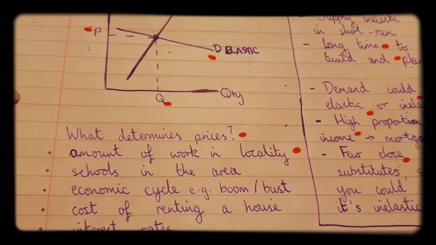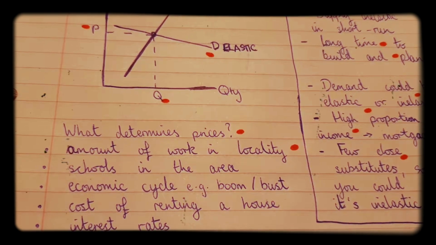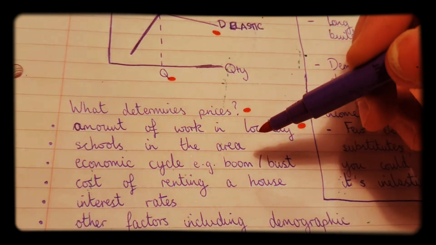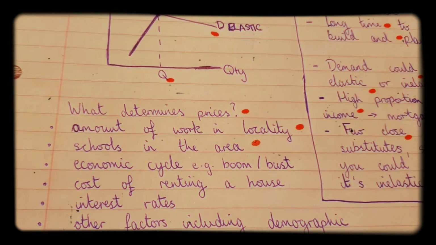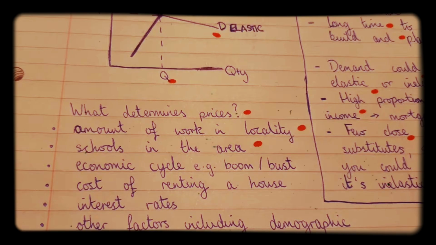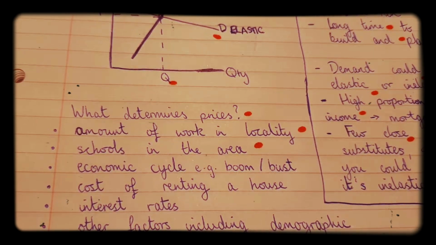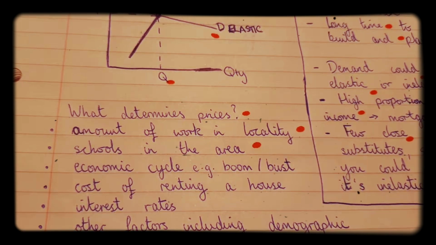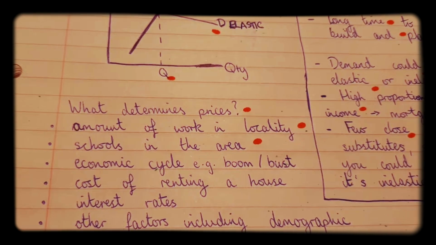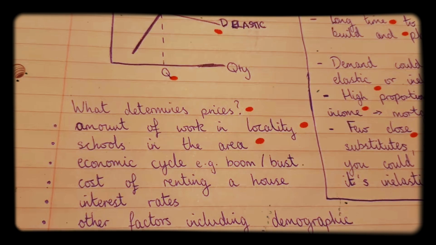So therefore houses in London are a lot more expensive because of that demand. Another thing that might determine the price of a house is the number of schools in the area, or the quality of the schools in the area. If you live near a very high quality school that's got a very good reputation, there'll be a lot of people fighting to live in that area, and house prices will rise as a result.